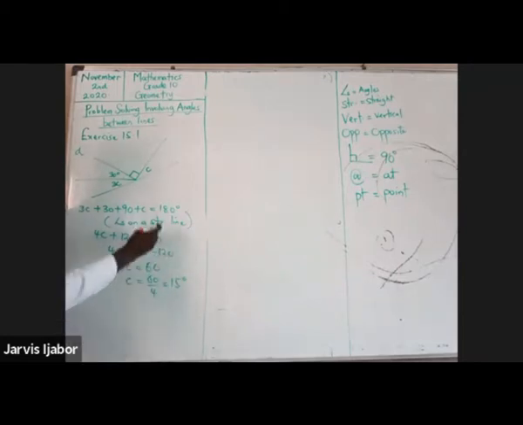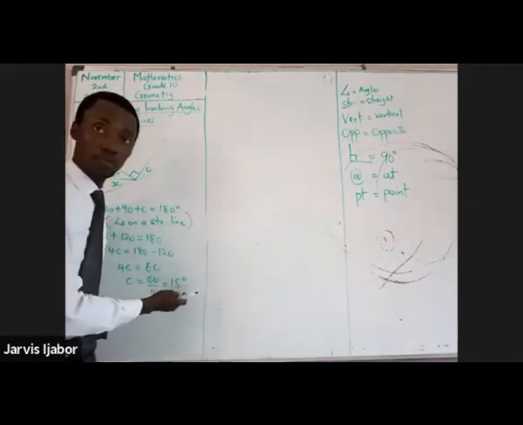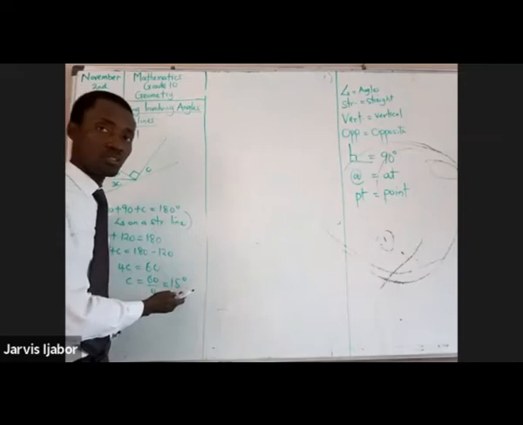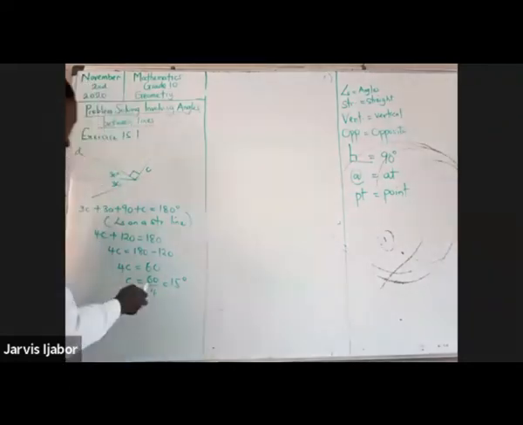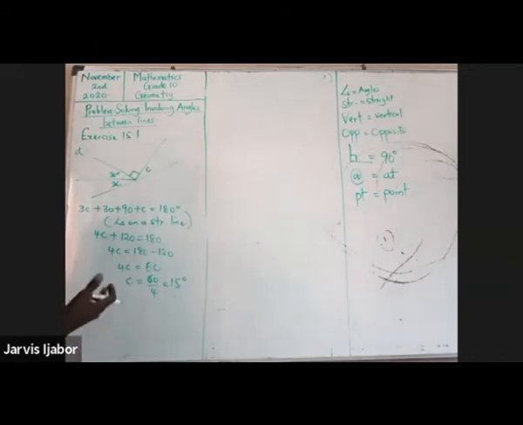Now notice that when I was solving, I didn't bother putting units. The most important thing is that at the end of solving the problem, you should be able to define what the unit is. So C is equal to 60 over 4, which is 15 degrees. All right, that's well said.